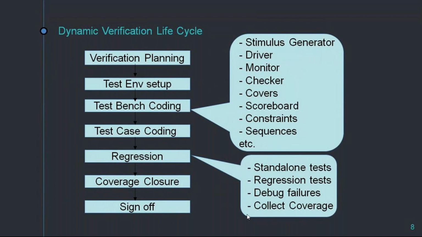Then you get into the test bench environment phase, the test bench coding, test case coding, regression, coverage closure, and sign off. In the test bench coding phase, you see that there are multiple components being created: the stimulus generator, driver, monitor, checker, scoreboard, sequences, and so on. These are the main blocks required for the test bench to function properly. And the test case, which is written on top of the test bench, does the fine tuning or configuration of the stimulus, and also you can write additional checkers into the test case and so on.